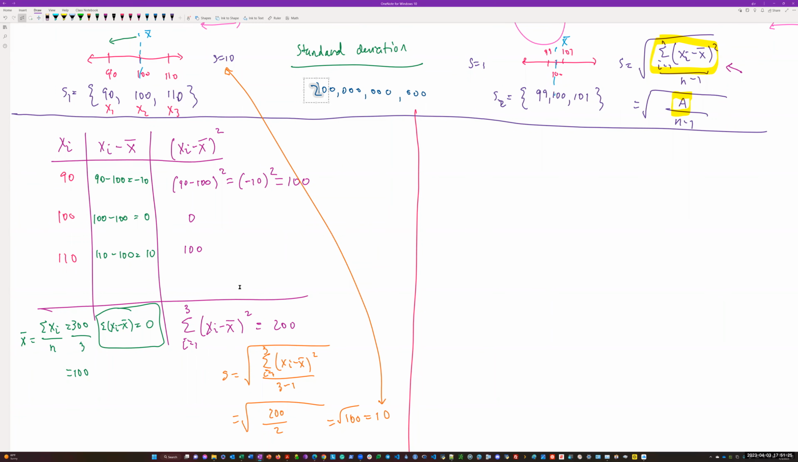Does that make sense? Not even close. Standard deviation, I'm saying how spread out something is. Average, I'm saying where the center is. How do they mean the same thing?